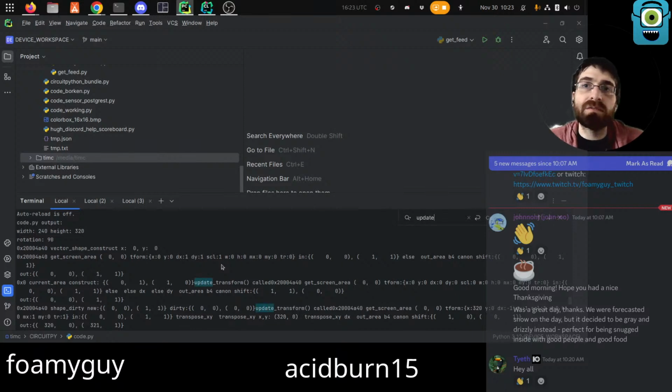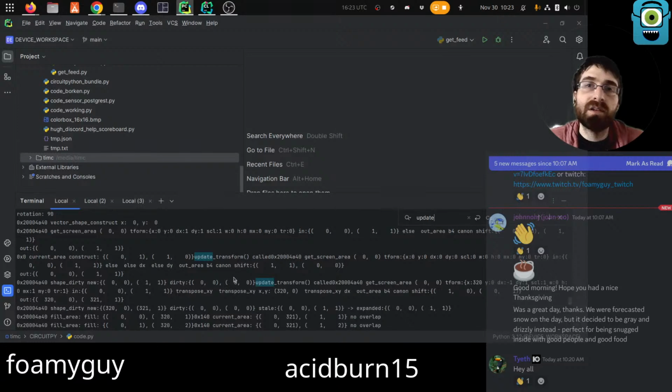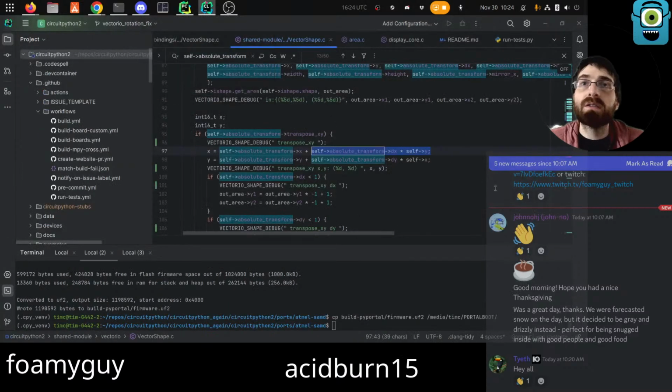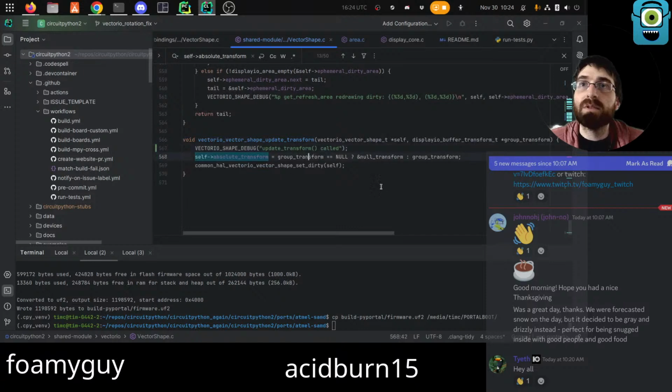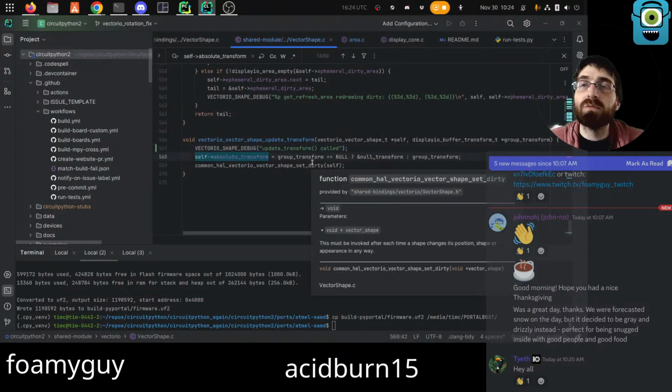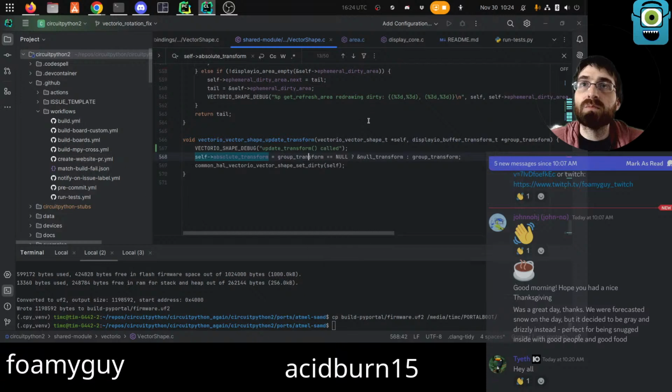Yeah, update transform did get called, and in fact, it got called as part of the shape 30 new section, is where we ended up with our wrong values. Okay. So this gets called and it sets absolute value to group transform if it is not null, I guess, probably.